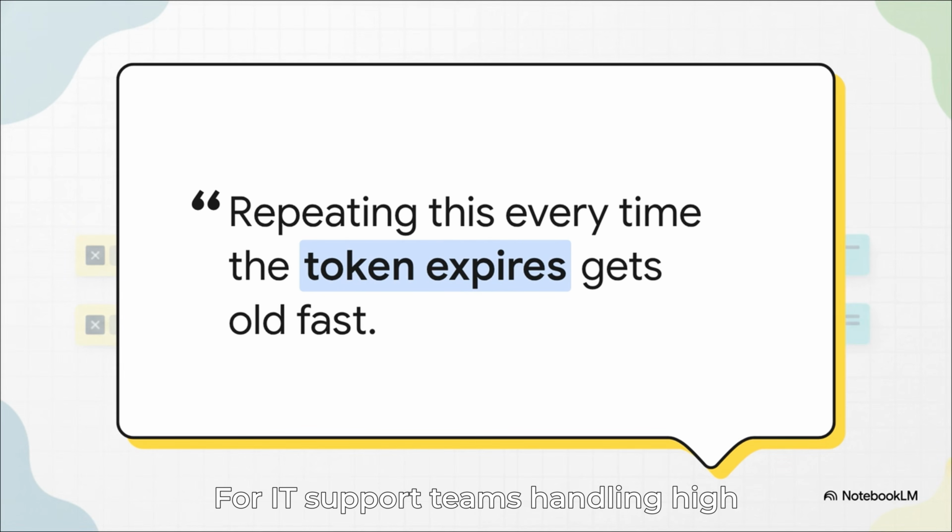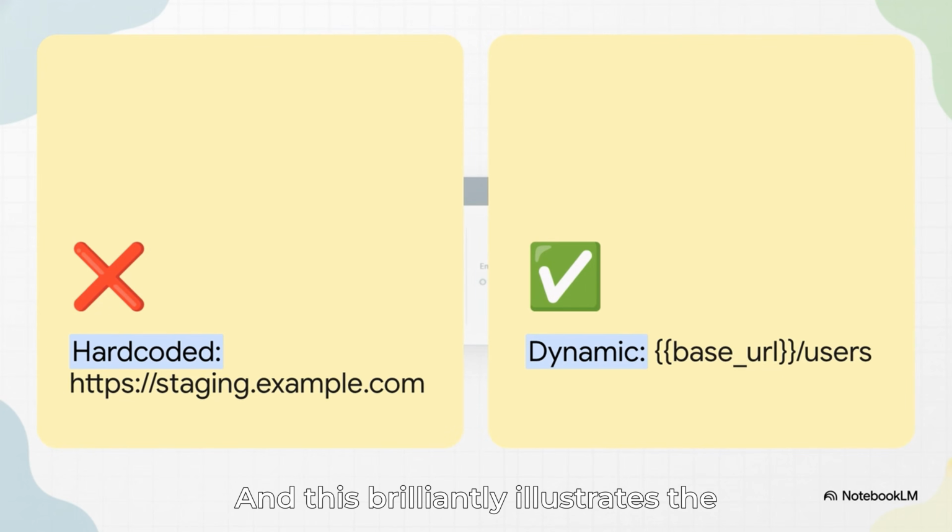For IT support teams handling high-pressure tickets, this constant manual copy-pasting isn't just annoying, it introduces human error and eats up incredibly valuable debugging time. And this brilliantly illustrates the way out of that mess. Think about the old way, a rigid, hard-coded URL that only works for one specific server. Compare that to the dynamic approach.